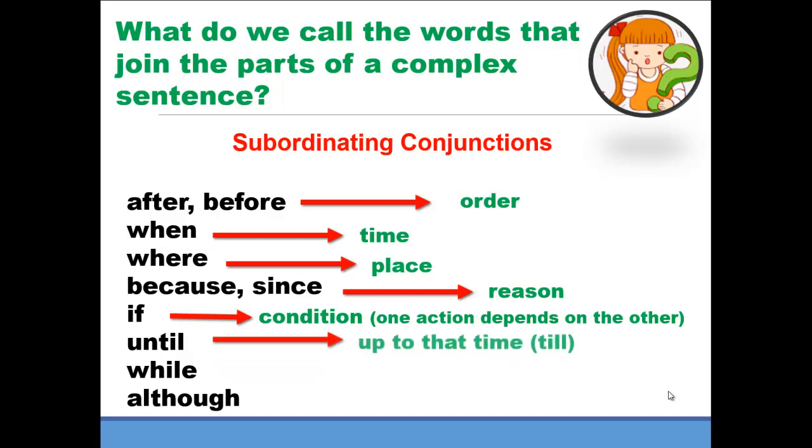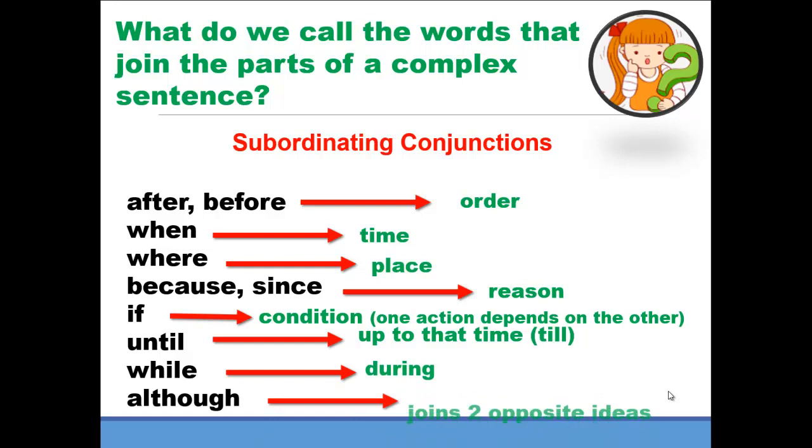Until, it means up to that time or till that time. While, it means during, although it joins two opposite ideas. Two ideas that are opposite. Don't worry, all of these conjunctions are going to be highlighted through the examples, and you will get to know the exact meaning of each conjunction through the examples. And now, let's have a look at the following examples.